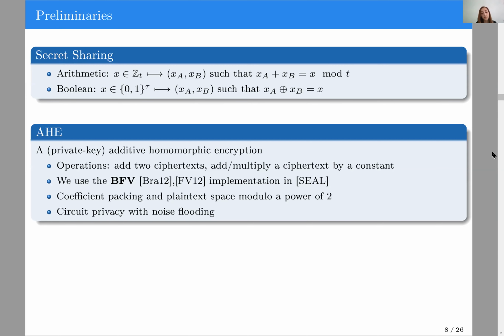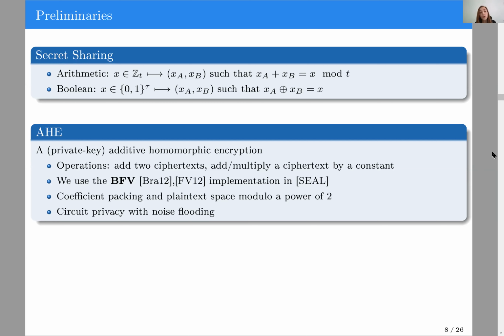It means that when you have two ciphertexts encrypted with an additive homomorphic encryption scheme, and you add them homomorphically, so you do a homomorphic computation on the ciphertexts, the result is going to be a ciphertext encrypting the addition of the two original messages. So the operations that we can do with additive homomorphic encryption are not only addition between ciphertexts, but additions and multiplications also between the ciphertexts themselves and some constants.